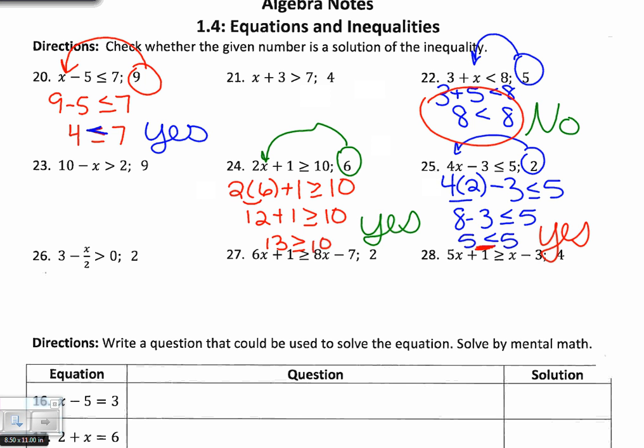Because 5 is less than or equal to, in this case, equal to 5. So remember our inequality sign? The alligator must be eating a bigger number. But if I have that or equal to, that little line underneath the inequality, then I do have the option for it to be equal to, which is the reason why number 22 is no, and number 25 is yes.